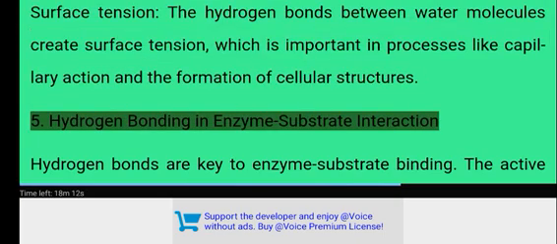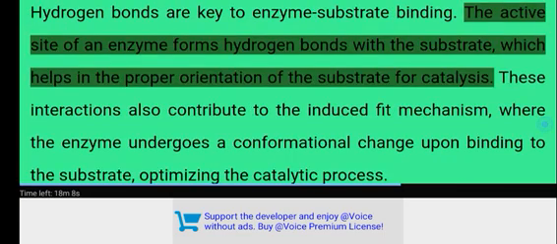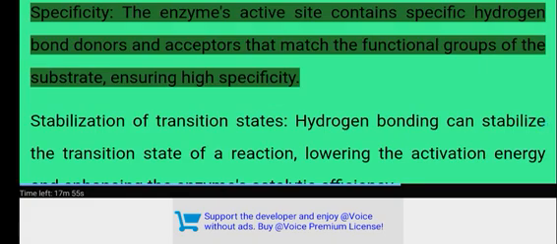5. Hydrogen bonding and enzyme-substrate interaction. Hydrogen bonds are key to enzyme-substrate binding. The active site of an enzyme forms hydrogen bonds with the substrate, which helps in the proper orientation of the substrate for catalysis. These interactions also contribute to the induced fit mechanism, where the enzyme undergoes a conformational change upon binding to the substrate, optimizing the catalytic process. Specificity. The enzyme's active site contains specific hydrogen bond donors and acceptors that match the functional groups of the substrate, ensuring high specificity.